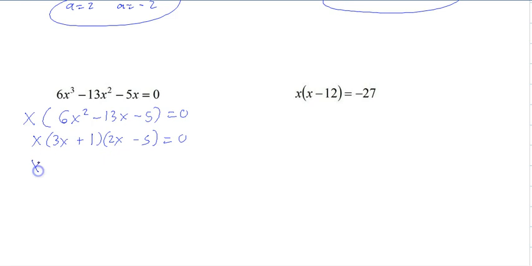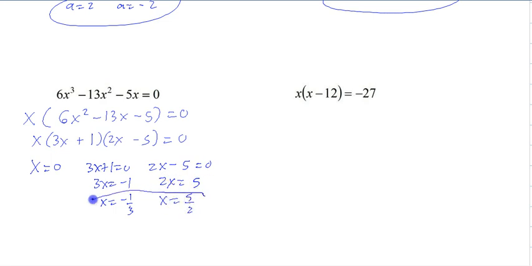Alright, so now last step, set each factor equal to 0. And there is all 3 of our answers. And you notice a nice little coincidence here, but if you have a cube, it means you're going to get 3 possible answers. If you have a square, you're getting 2 possible answers.